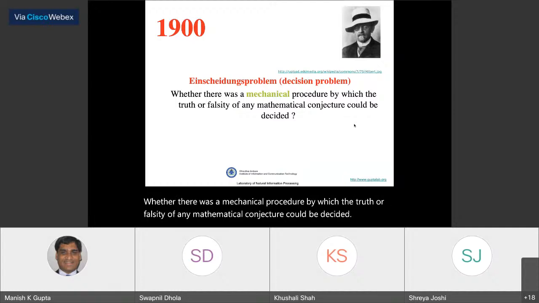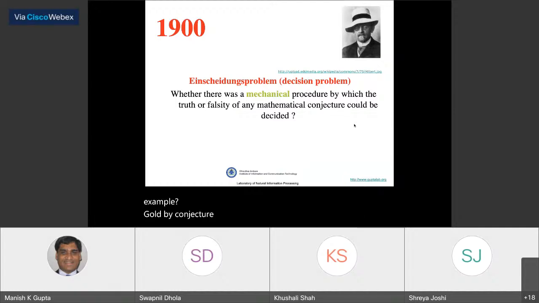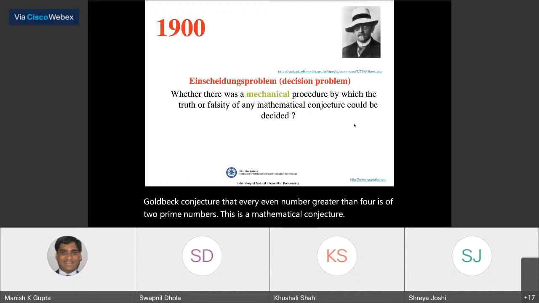This question was asked by Hilbert because he was thinking that mathematicians were trying to prove many things. So is there any mechanical procedure through which you can decide? For example, the Goldbach conjecture, that every even number greater than 4 is the sum of two prime numbers, is a mathematical conjecture. So can we find a mechanical procedure so that I can verify this or decide about it?